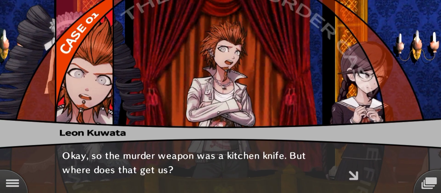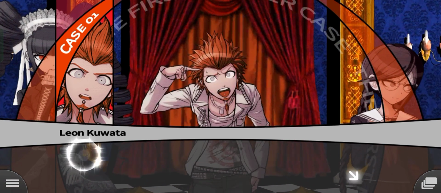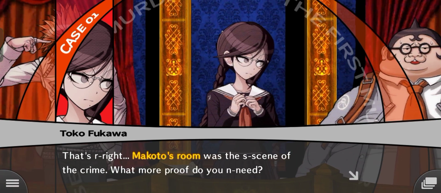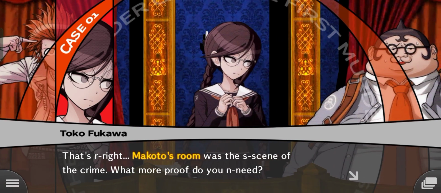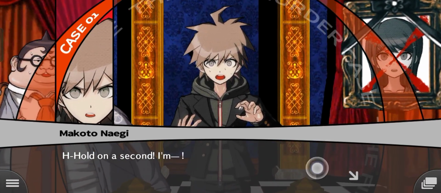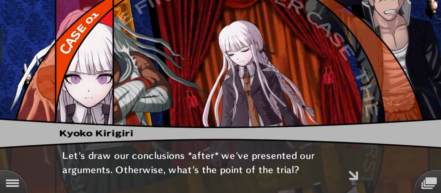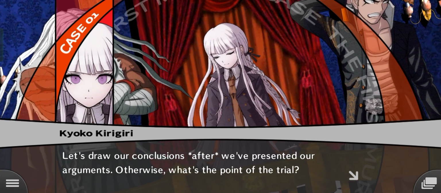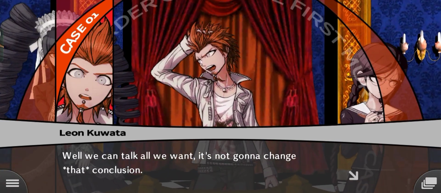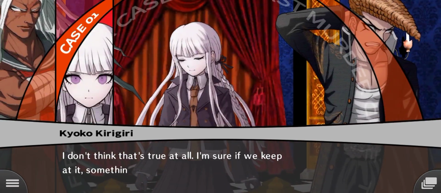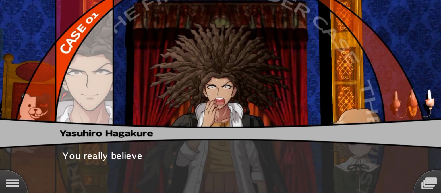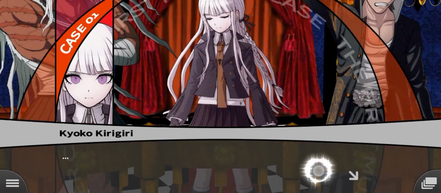Okay, so the murder weapon was a kitchen knife, but where does that get us? I mean, we all know Makoto killed her, right? That's right. Makoto's room was the scene of the crime. What more proof do you need? Hold on a second. I'm... Let's draw our conclusions after we present our arguments. Otherwise, what's the point of the trial? Well, we can talk all we want. It's not gonna change that conclusion. I don't think that's true at all. I'm sure if we keep at it, something new will reveal itself. You really believe that?